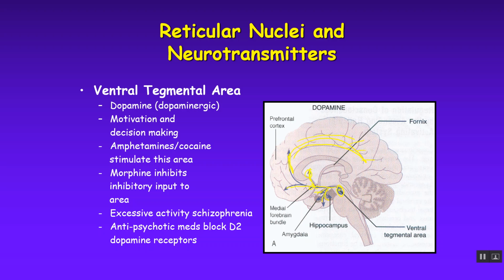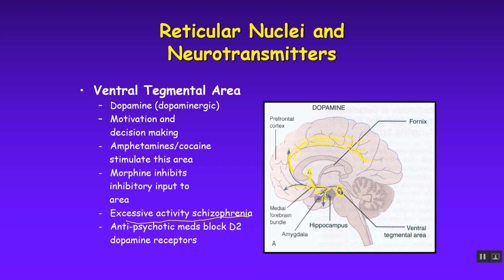And so there's potentially some excessive activity of the VTA with schizophrenia. It's too active. Some antipsychotic medications are used to block D2 dopamine receptors. So the D2 dopamine receptors are blocked, which reduces the effect if you have an overactive VTA, which is projecting onto and releasing neurotransmitter that tends to bind to D2 receptors.